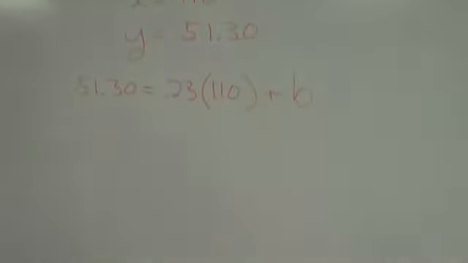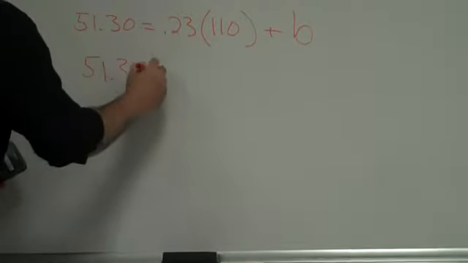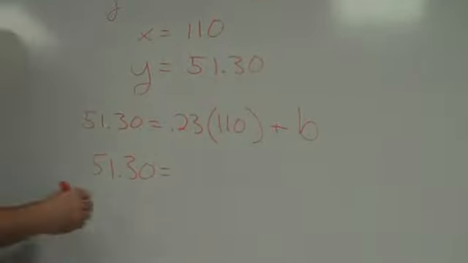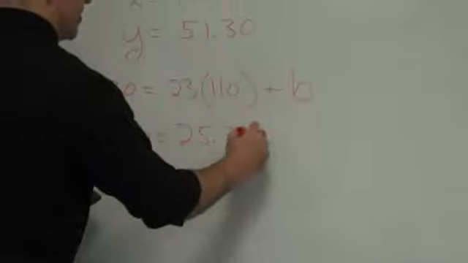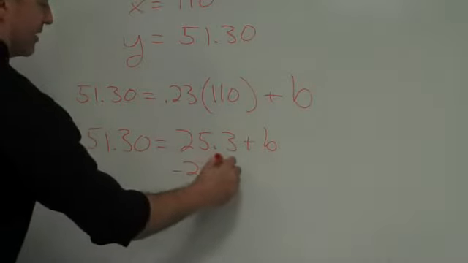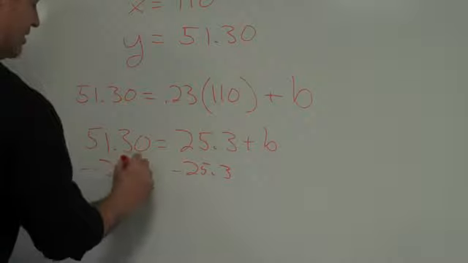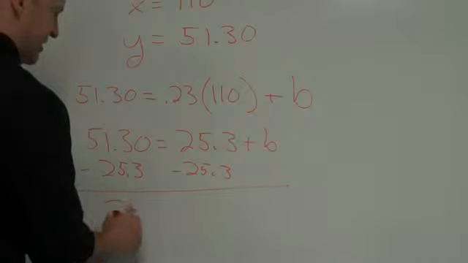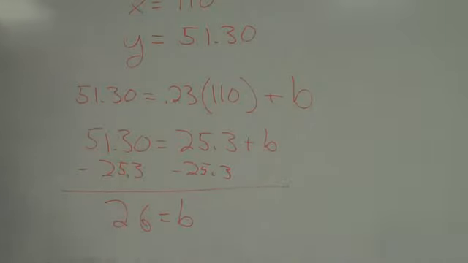Okay, so the $51.30 is going to equal 0.23 times 110, which is 25.3, plus b. What is my next step to get b by itself? Jenny? You subtract 25.3 from both sides. Correct. I need a calculator for this, but I want to be sure. 26. Excellent, Peter. That's what I get as well. So 26 equals b.